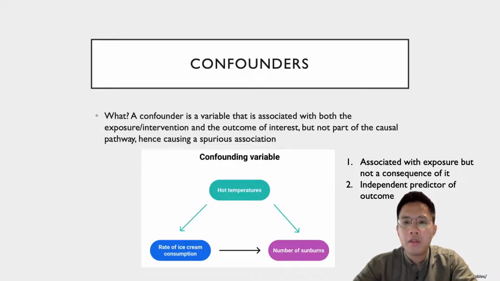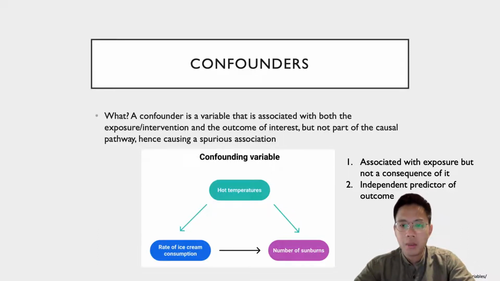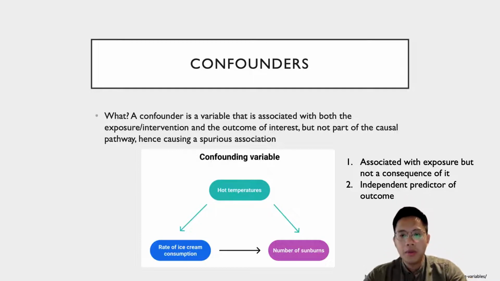A confounder is a variable that is associated with both the exposure or intervention and the outcome of interest. But of note, it is not part of the causal pathway. The result is that this confounder then causes a spurious association between the exposure or the intervention and the outcome. So of note, the confounder is associated with the exposure, but it is not a consequence of it. This is what we mean by it not being in the causal pathway.